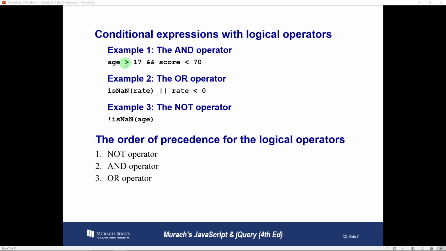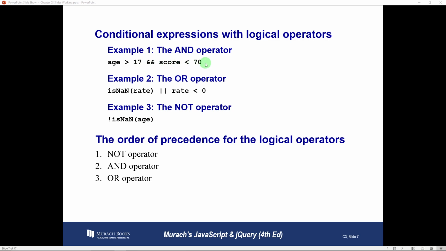Up here, we are using the AND operator, and we're testing an expression on the left side and an expression on the right side. This Boolean expression on the left is if age is greater than 17. That could be true or that could be false. And on the right side, we're testing score is less than 70. That could be true, that could be false. Overall, the entire statement would only be true if the left side is true and the right side is true.